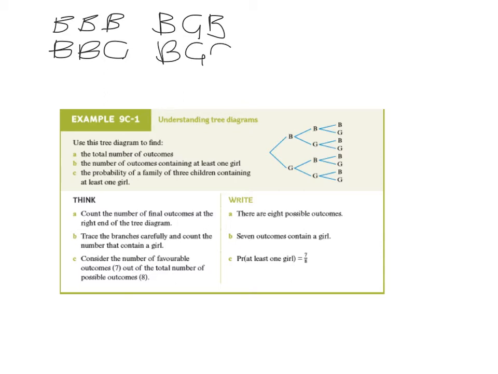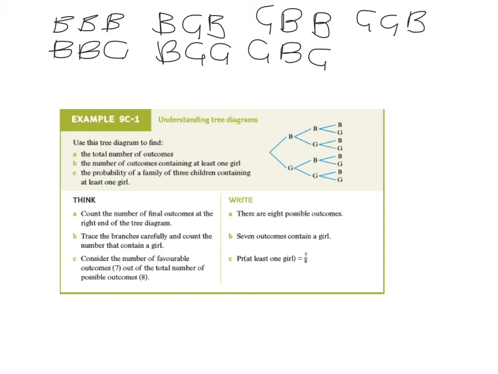Boy, girl, girl. Now we look at this, and it goes girl, boy, boy. And the next one is girl, boy, girl. The next one is girl, girl, boy. Now you need to write these down, guys, it's not an option. And last one, girl, girl, girl. So now we can see all the outcomes.